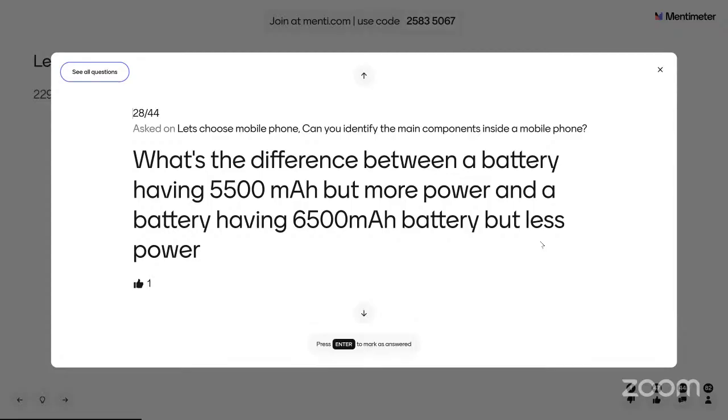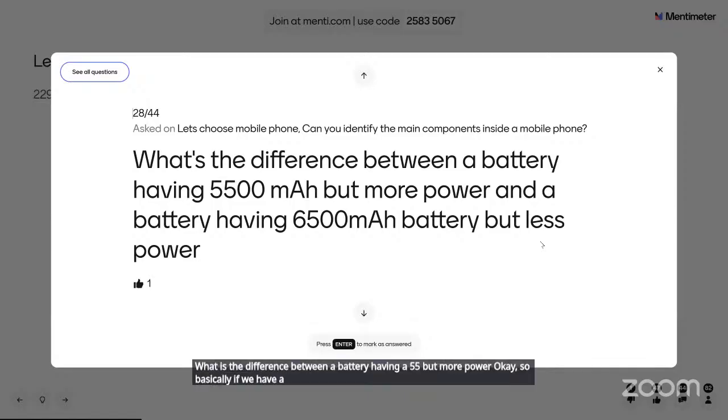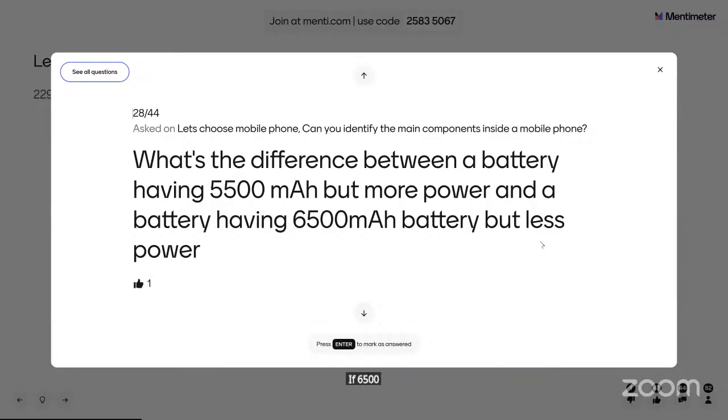What is the difference between batteries with different mAh ratings and more power? Power depends on the current multiplied by the voltage. If a 5500 mAh battery has a higher voltage, the power is high. If a 6500 mAh battery has a lower voltage, the power is less.